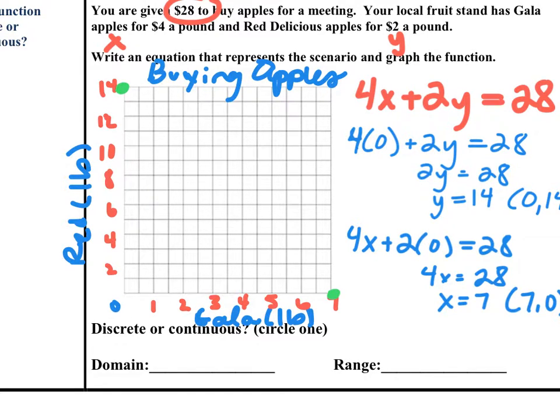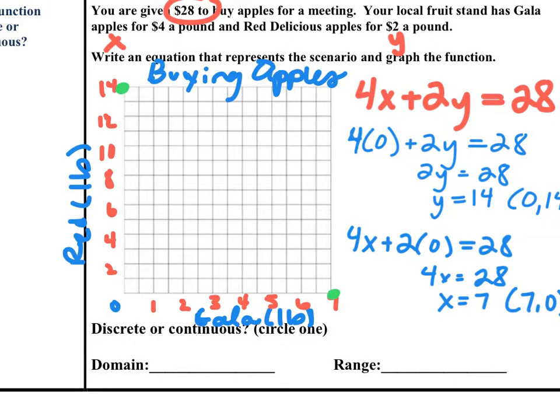And before we graph this function, because if I draw a line, then I'm saying this is continuous. I can have 5.2 pounds of apples. I can have everything in between those counting numbers. Tell your neighbor, what do you think it should be, discrete or continuous?